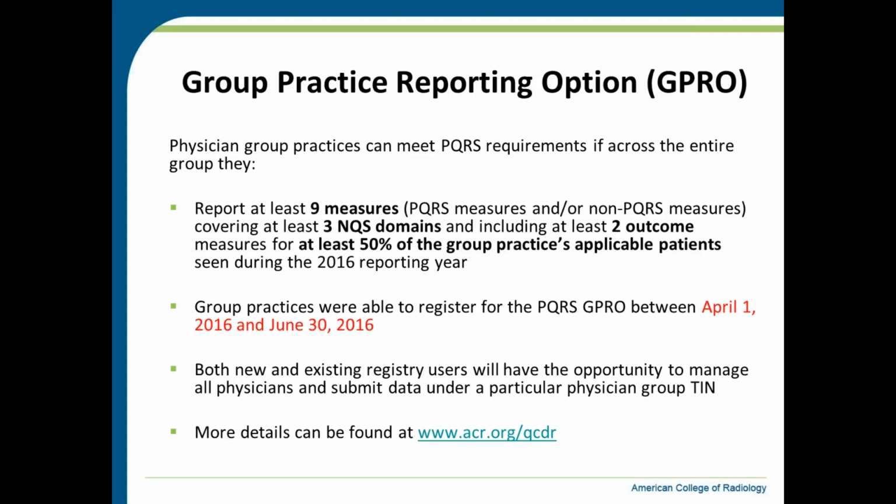But most importantly, it's for at least 50% of the group's applicable patients. Remember, applicable patients is a fancy way of saying that we collect data for both Medicare and non-Medicare patients, even though CMS and PQRS has traditionally been Medicare only. They ask that we collect that information. Essentially, it's a self-nomination process. Your client would have needed to fill out an application with CMS to report as a group. Like I said, it's simplified. Instead of each individual doctor needing 9 measures and 3 domains, if the group reports that in total across all the physicians, they could get credit.